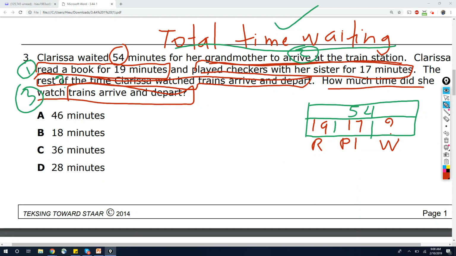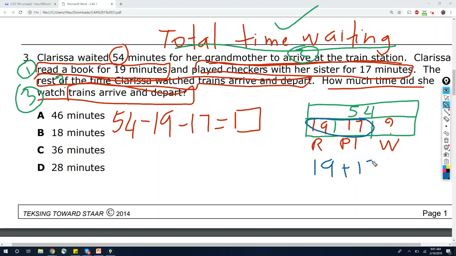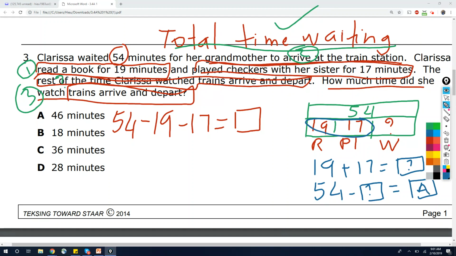Okay, for this problem, Miss Wynn can already tell you two ways that you can do it. First of all, since you already have a whole and you have two parts and you have one missing part, it's considered separate. When you separate, it means you can subtract to find the missing part. So the number sentence can be 54 take away 19, take away 17. Okay, that's way one. The second way Miss Wynn can think of, and which a lot of students do, is they add the 19 plus 17 to get some sort of answer, and then you take 54 take away the total of reading time and play time, which will be the final answer. Okay, so let's go ahead and work on way one.